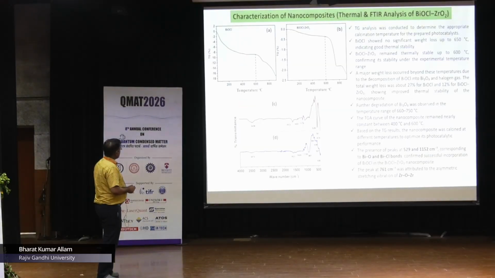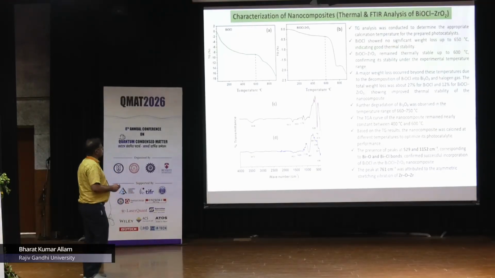So you can see that we have chosen the calcination temperatures based upon the thermogravimetric analysis of bismuth oxychloride, because if you see the thermogravimetric analysis of bismuth oxychloride, it exhibits thermal stability up to 650 degrees centigrade. So we have chosen 400, 500, 600 as our calcination temperatures for our nanocomposite.